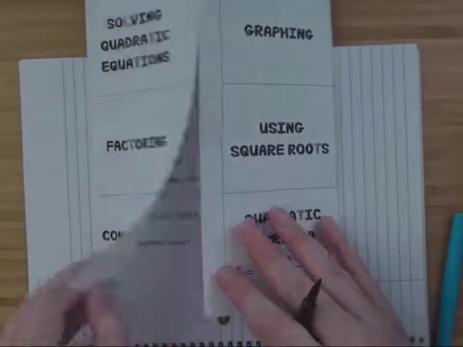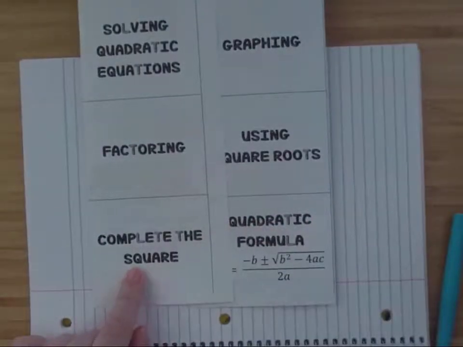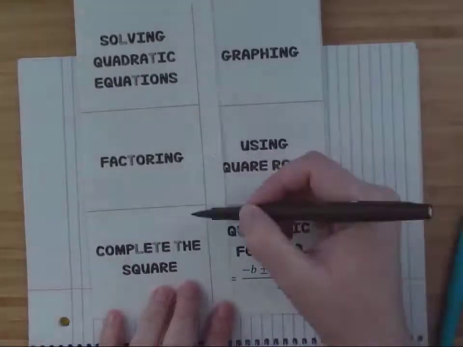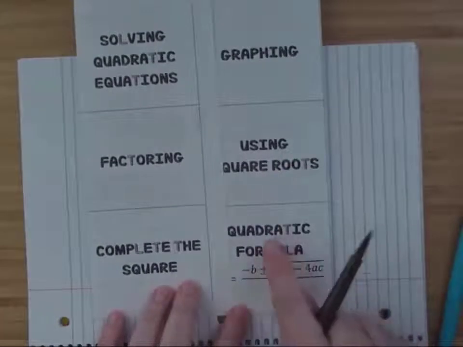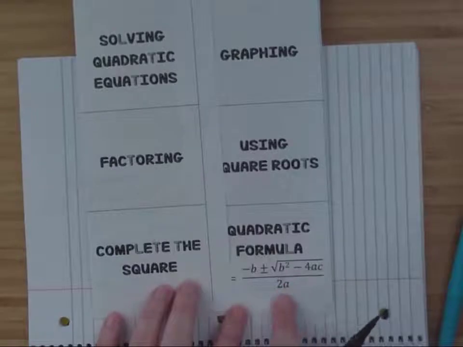We've spent the last couple days talking about completing the square, which works best when A is 1 and B is even. So what do we do when we can't use any of these four options? Well, it's called the quadratic formula, and this is what it looks like. But before we get here, let's talk about how we get to the quadratic formula.